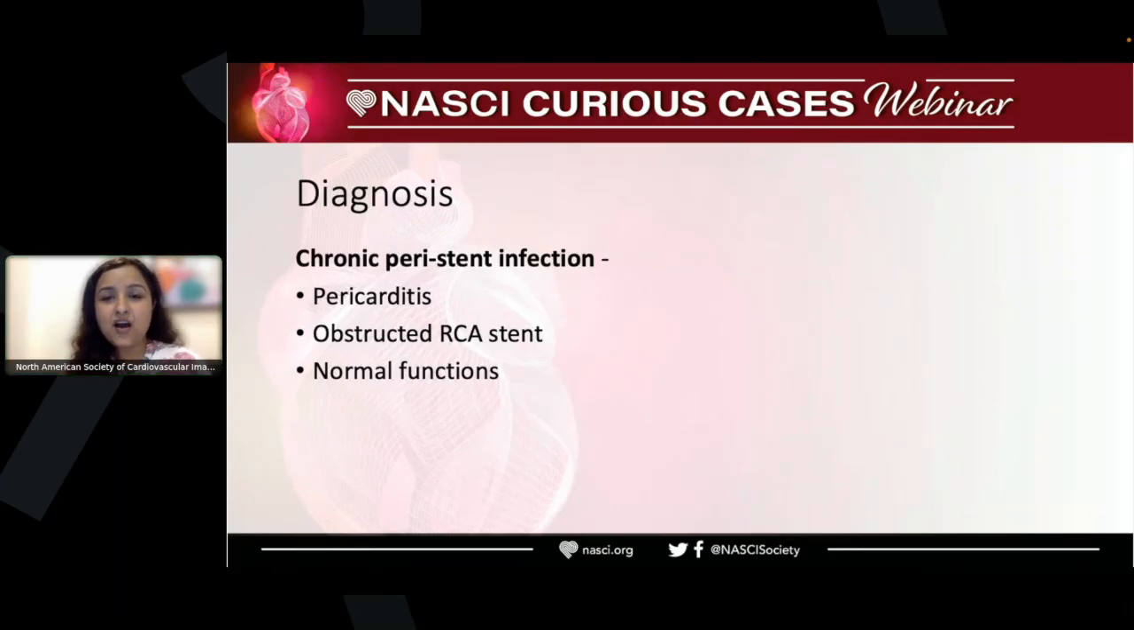Now, this was the diagnostic dilemma, that the infective markers were all negative. Procalcitonin, the WBC count, all were negative. Cultures were negative, but still the diagnosis of chronic peristent infection was considered. Any idea, are there any infections that could probably cause this sort of response? If anyone wants to chip in.